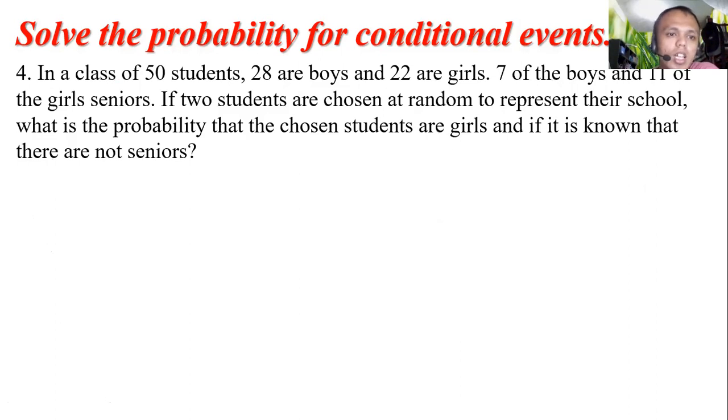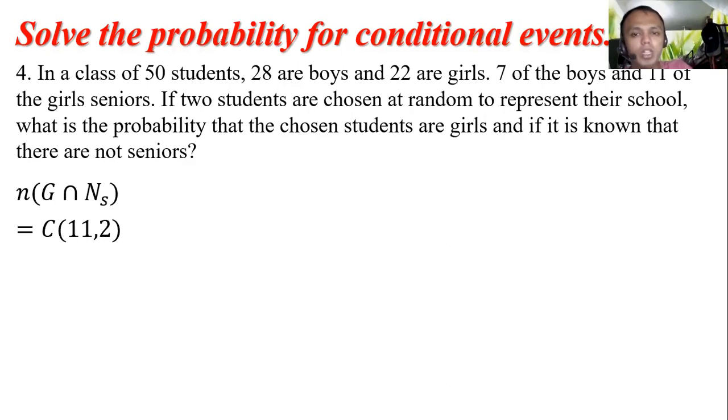Next here. In a class of 50 students, 28 are boys and 22 are girls. 7 of the boys and 11 of the girls are seniors. If 2 students are chosen at random to represent their school, what is the probability that the chosen students are girls, if it is known that they are not seniors? Not seniors, no? So now, for the intersection of the girls and at the same time, these girls are not seniors, we have the combination of 11 and 2.